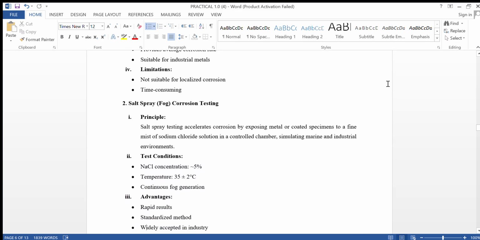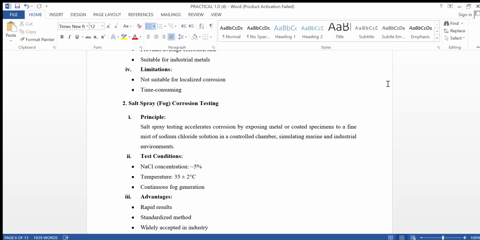Salt spray corrosion testing. Its principle: salt spray testing accelerates corrosion by exposing metals or coated specimens to a fine mist of sodium chloride solution in a controlled chamber, simulating marine and industrial environments. Test conditions: NaCl concentration approximately 5% and temperature 35 plus or minus 2 degrees Celsius, which we discussed earlier.